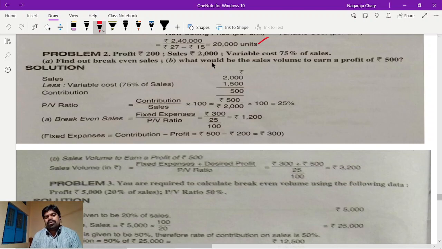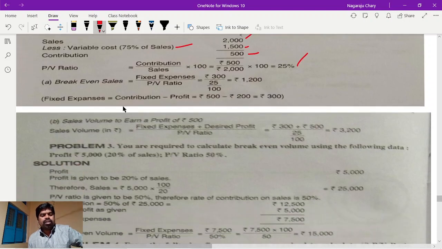Profit 200 rupees, sales 2000 rupees, variable cost 75% of sales. Find out break-even sales. What would be the sales value to earn a profit of rupees 500? Now, we know the sales is 2000 rupees and the variable cost is 75% of sales. That is 1500. Now, contribution is 500 rupees. PV ratio is equal to contribution by sales into 100. Contribution is 500, sales is 2000. Then ultimately we get 25%.